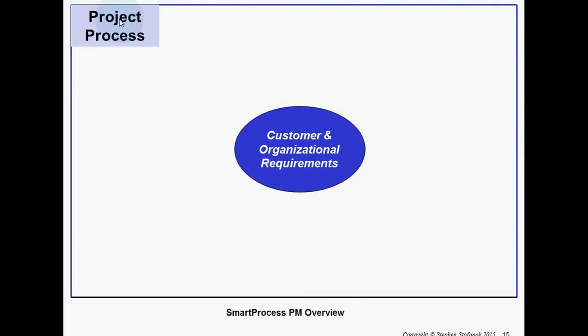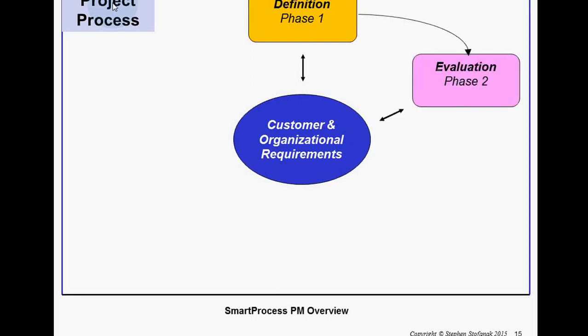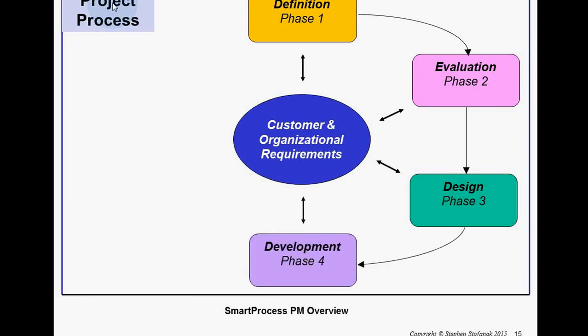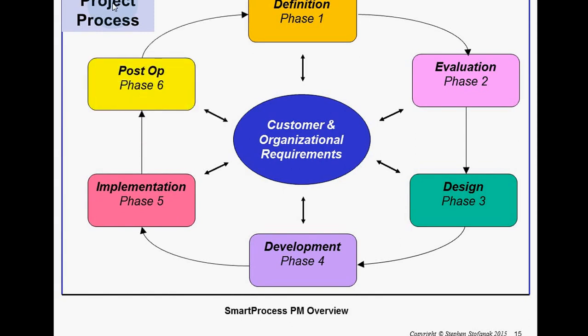It starts with customer and organizational requirements. Then the definition phase to understand those requirements, followed by an evaluation phase to evaluate deeper what needs to be evaluated, analyzed, understood. Then design the solution, then develop the solution, then implement the solution, and then post-op to verify that what we wanted to do with the project really happened. If not, why not, and what can we learn? This is our 6-phase process that we'll be following.